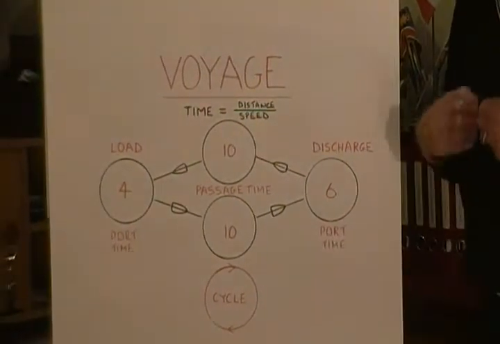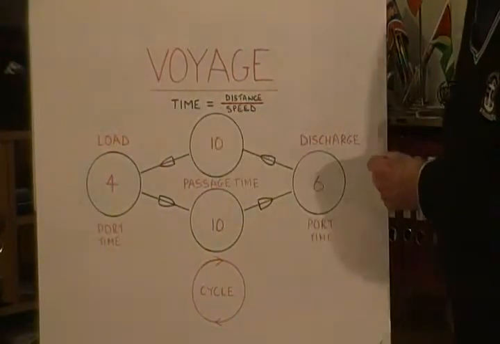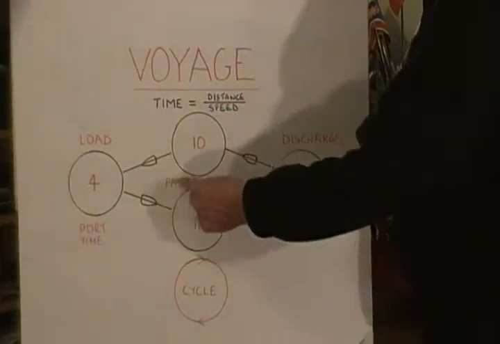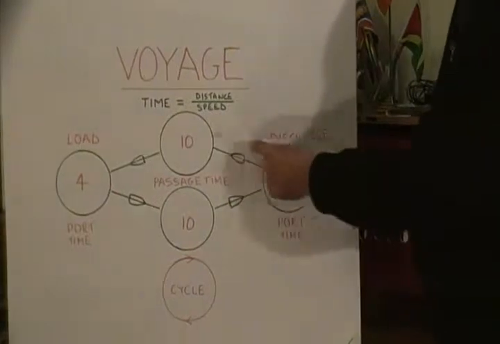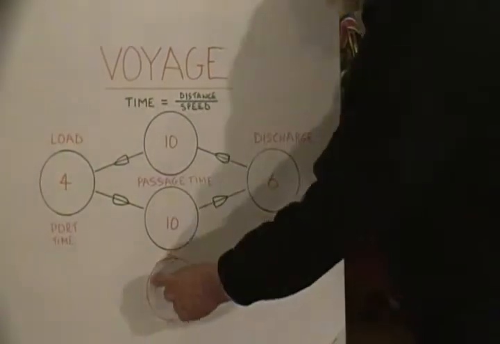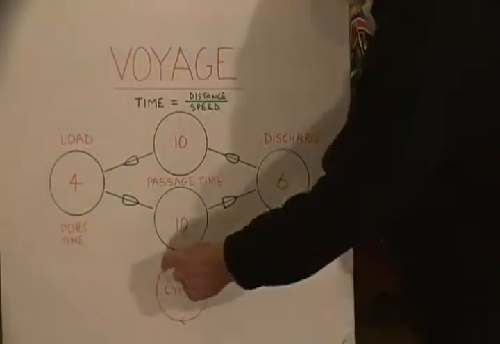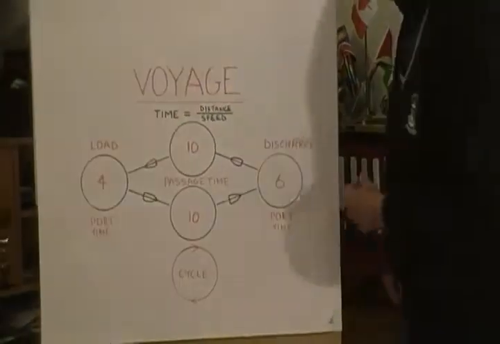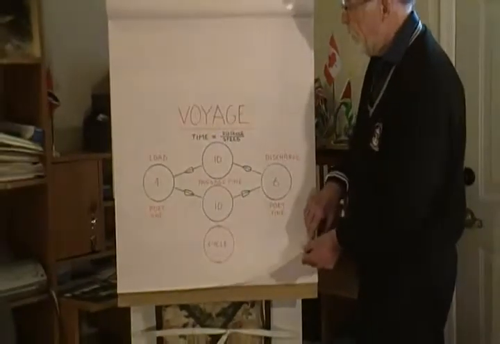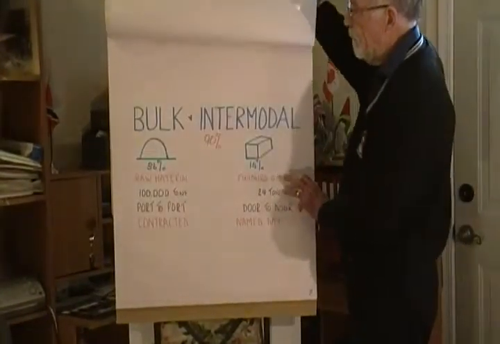Now, the ships that transport the cargo actually go on a voyage. And a voyage consists of port time and passage time. A ship can load in 6 days, do passage in 10 days, discharge in 4 days, and come back again. That is what we call a cycle. And those of you who are doing port and terminal operations, it's very important that you get used to examining things in cycles and measuring the time that it takes to do things. And let's just remind ourselves that time is distance over speed.